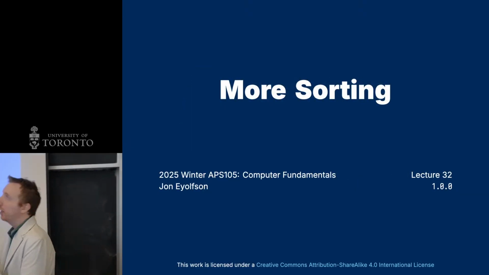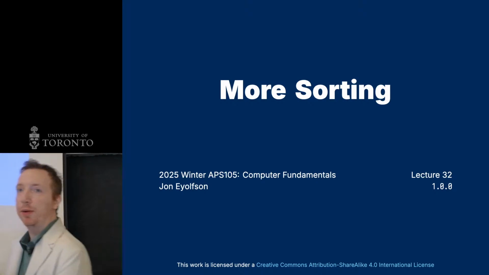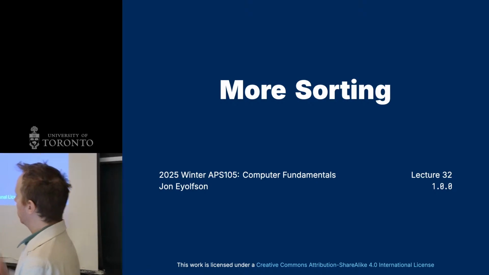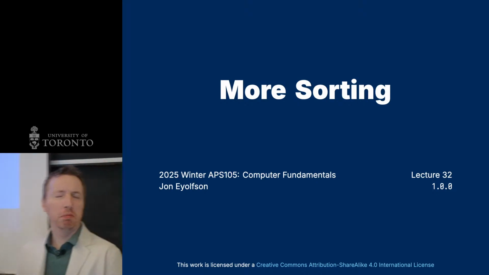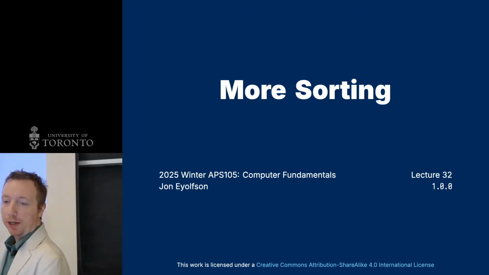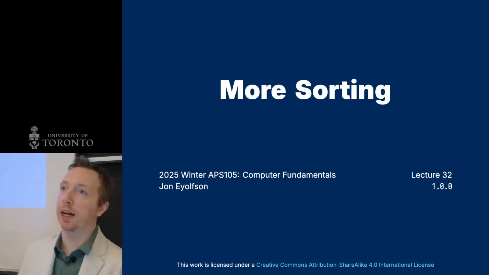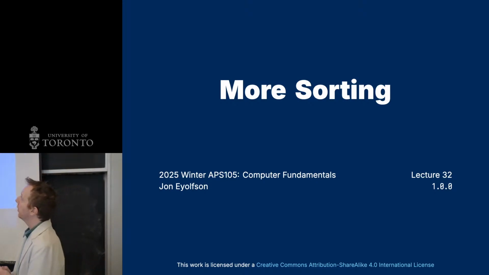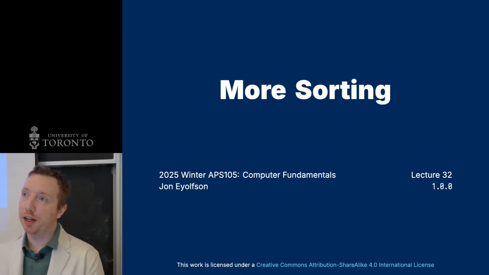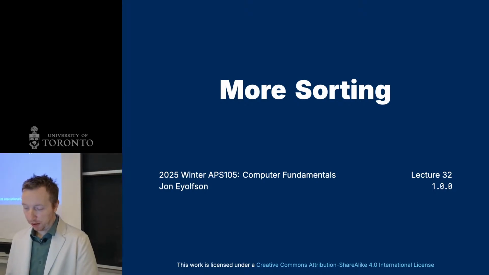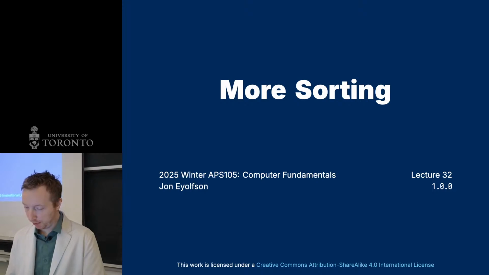Alrighty, welcome back to 105. So we saw some sorting algorithms last lecture. You should be able to at least understand them, maybe come up with them, code them. Today we'll be going over more sorting and how to use some built-in sorting functions in C, which is a bit ugly, but we have to understand pointers and all of that stuff. So let's get into it.